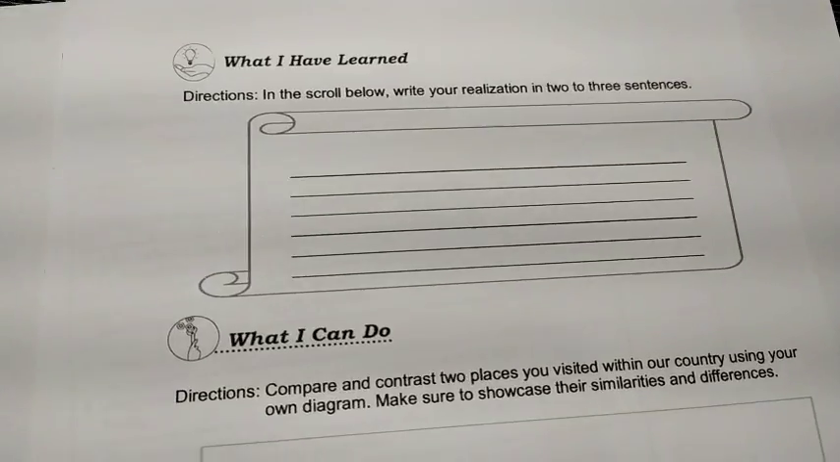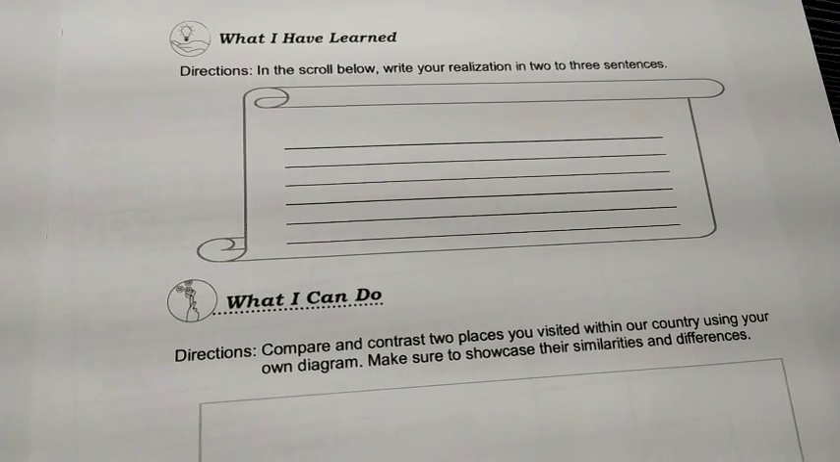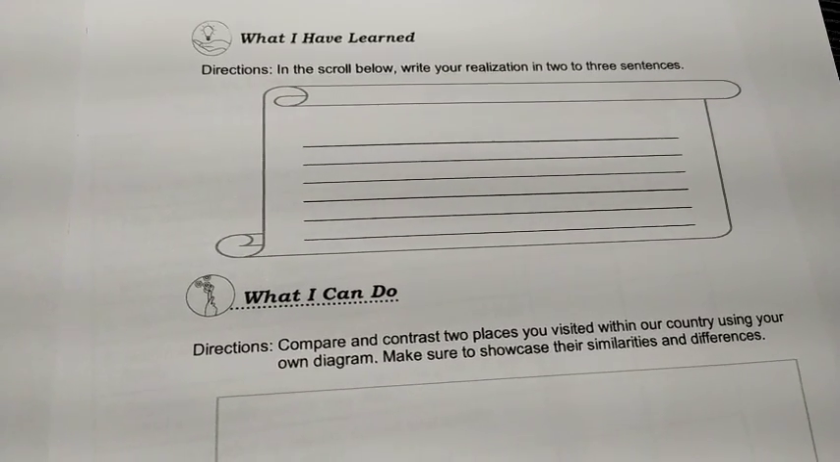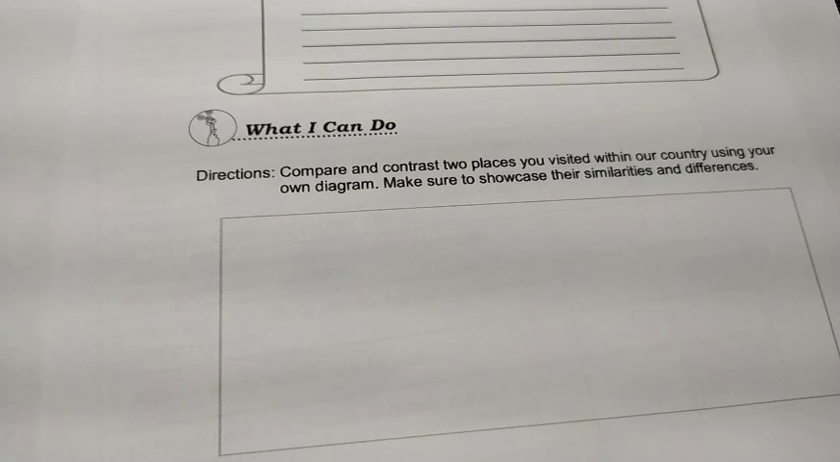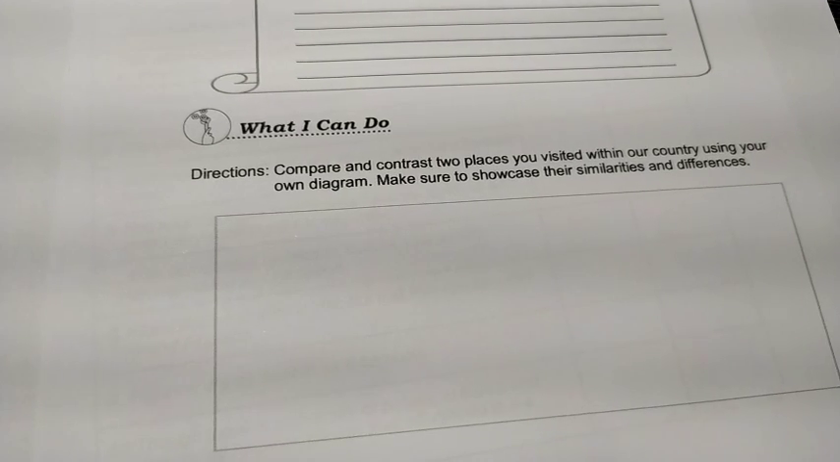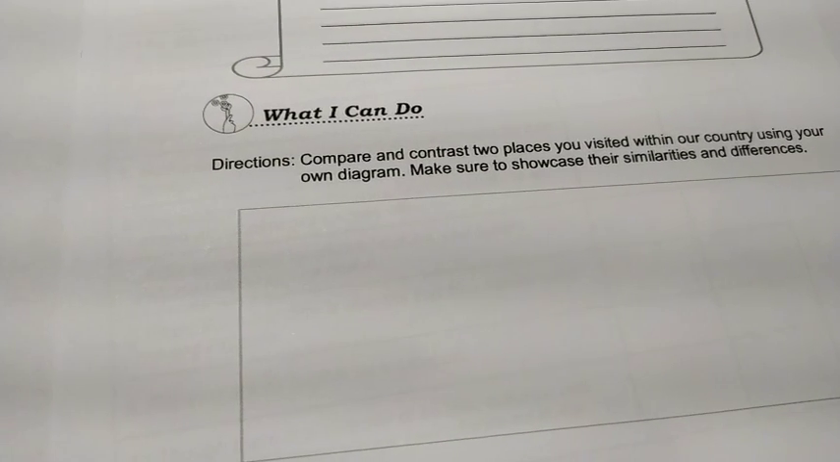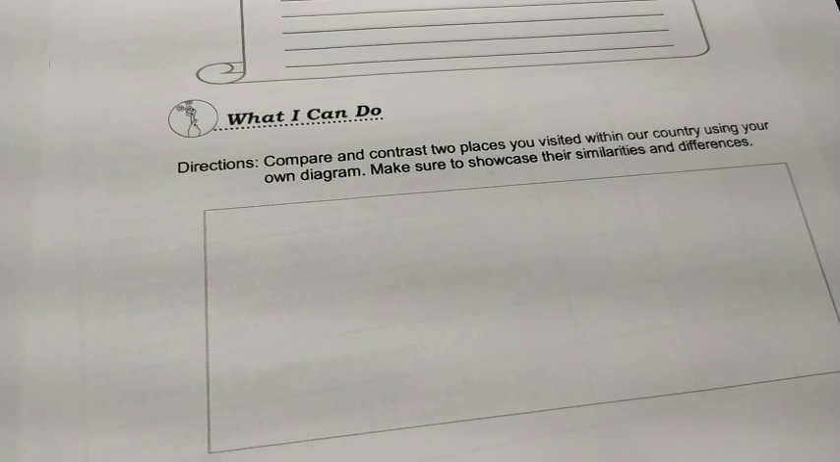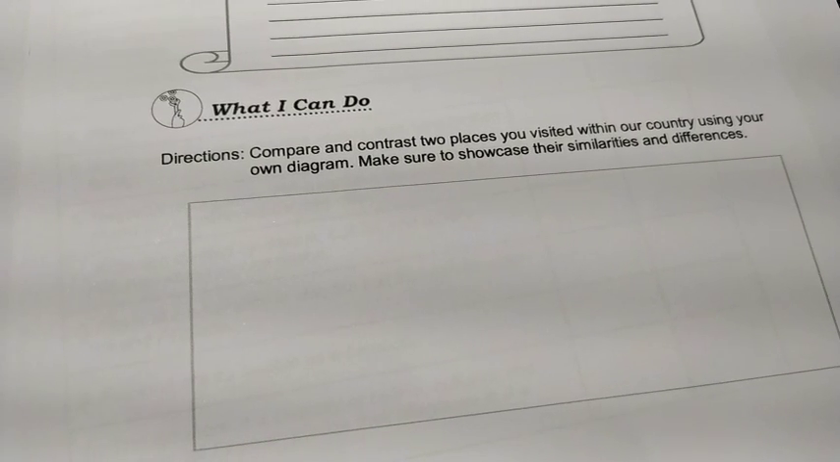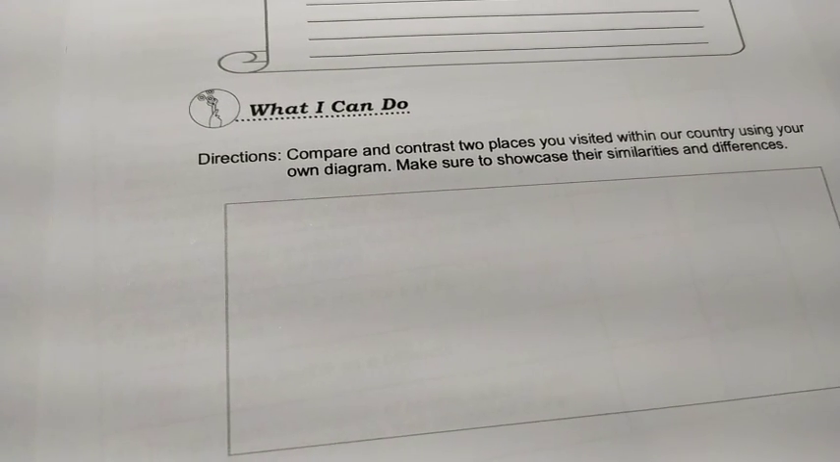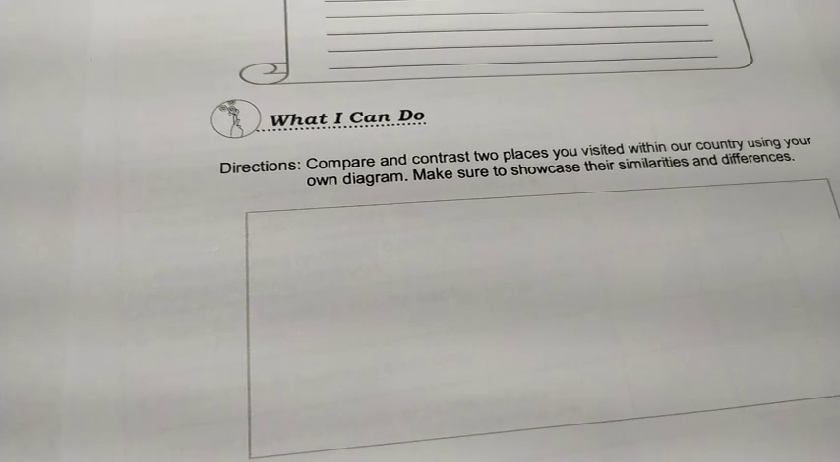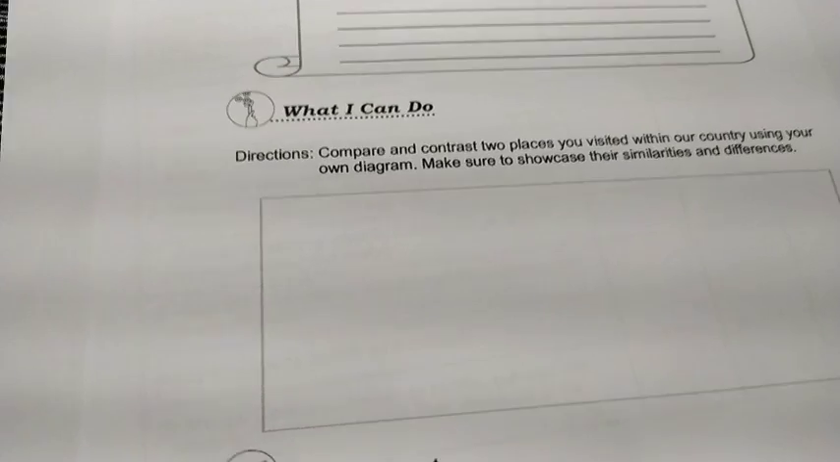For what I have learned, you will simply write 2 to 3 sentences about your realization, about the difference of comparison and contrast. What did you learn? So for what I can do, compare and contrast 2 places you visited within our country using your own diagram. Make sure to showcase their similarities and differences. So it's very important. For example, you went to Pangasinan, then you also went to Manila. So what are the comparison and the contrasting ideas that they have? So it is objective. There are no incorrect answers. So you have to simply have the differences and similarities of 2 places you have visited.